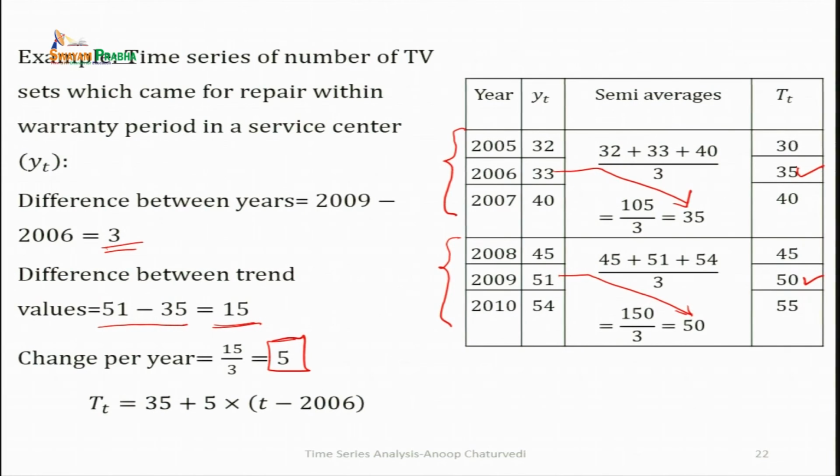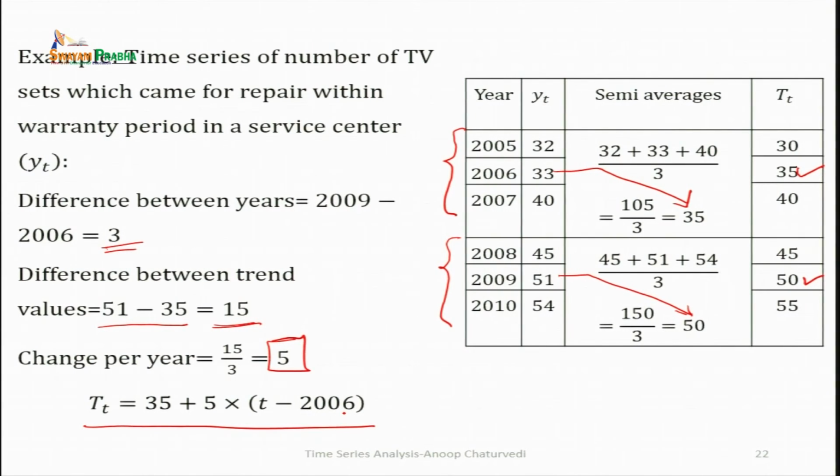In general, you can compute Tt for any year by using this formula: Tt equal to 35 plus 5 into (t minus 2006). So, for 2005, t minus 2006 is equal to minus 1, so 35 minus 5. For 2007 it is 35 plus 5 into (2007 minus 2006, which is 1). So, you get 40 and so on. This is how you can compute different trend values.